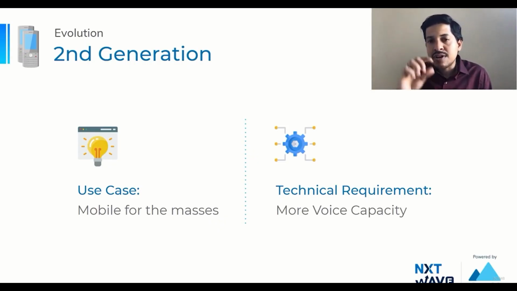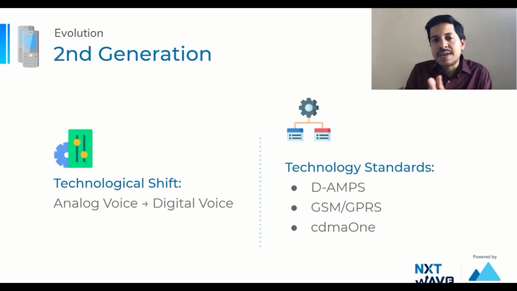And the key technological shift that needed to happen, and that happened in the second generation, was the shift from analog voice to digital voice. In second generation is when for the first time voice was digitized, when being communicated from our phones to the mobile network. So that was second generation.